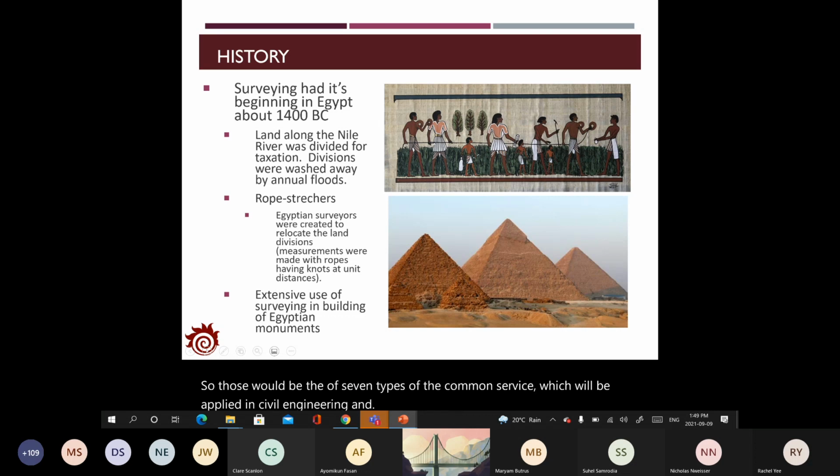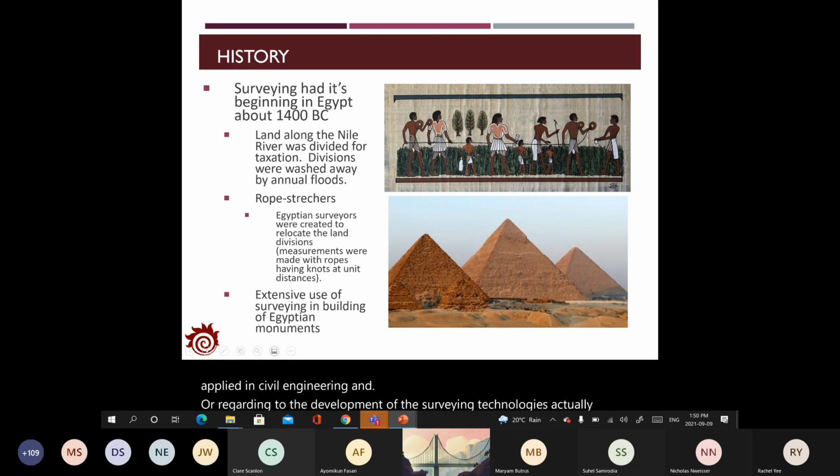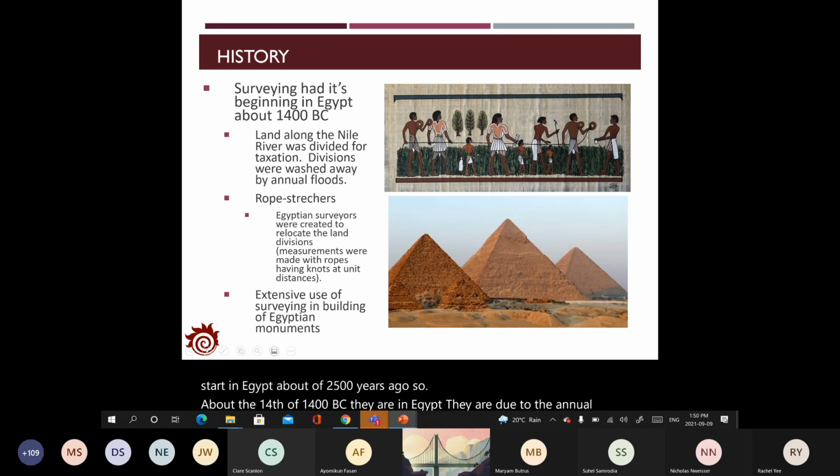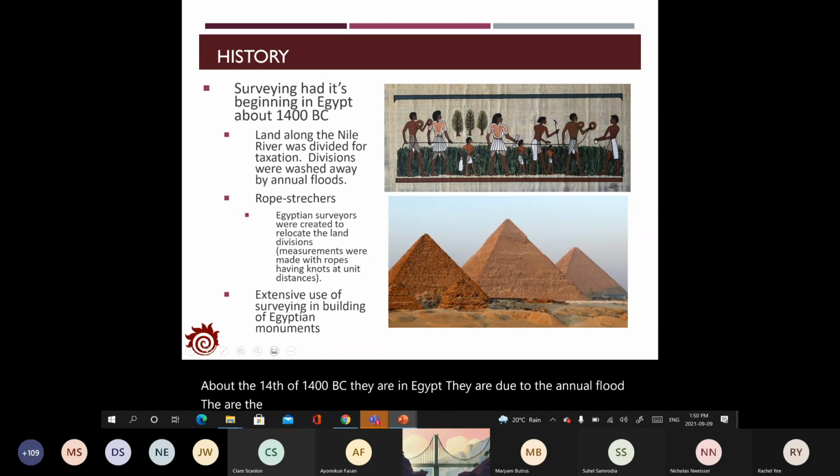Regarding the development of surveying technologies, our society has used surveying technology for a long time. It can start in Egypt about 2,500 years ago, about 1400 BC. In Egypt, due to the annual flood, the land which was measured in the previous year would usually be washed away.